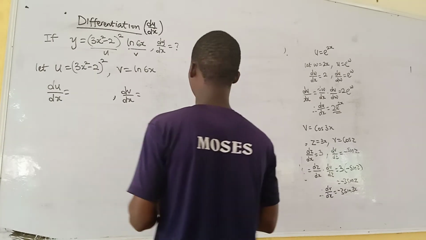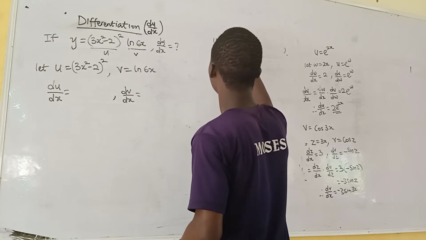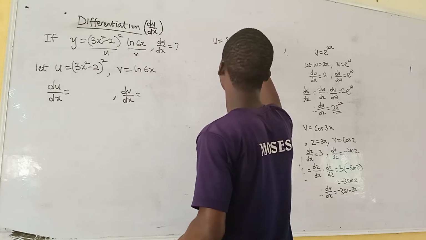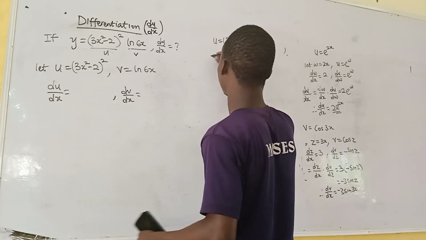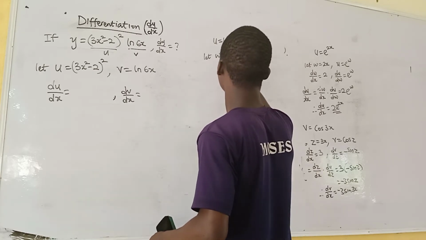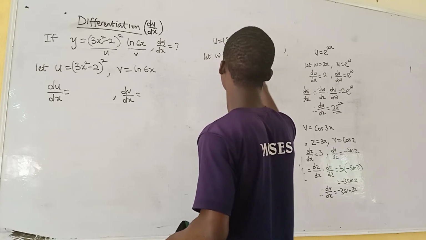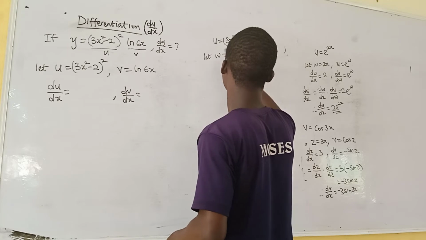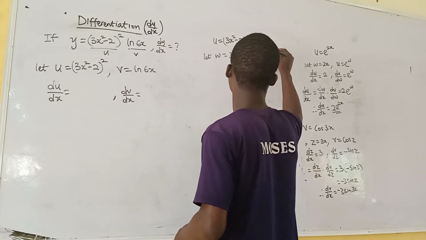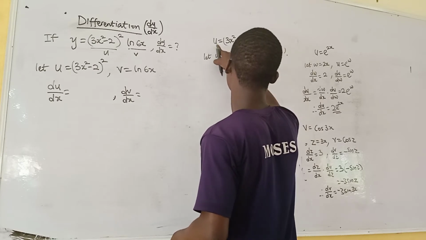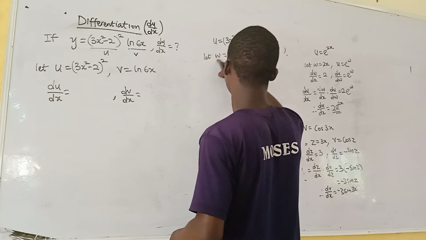we just write u equals (3x squared minus 2), all raised to power 2. Then we choose another letter. Let w be this in the bracket, 3x squared minus 2, so that our u will now be equal to w squared, since we set this to be w.